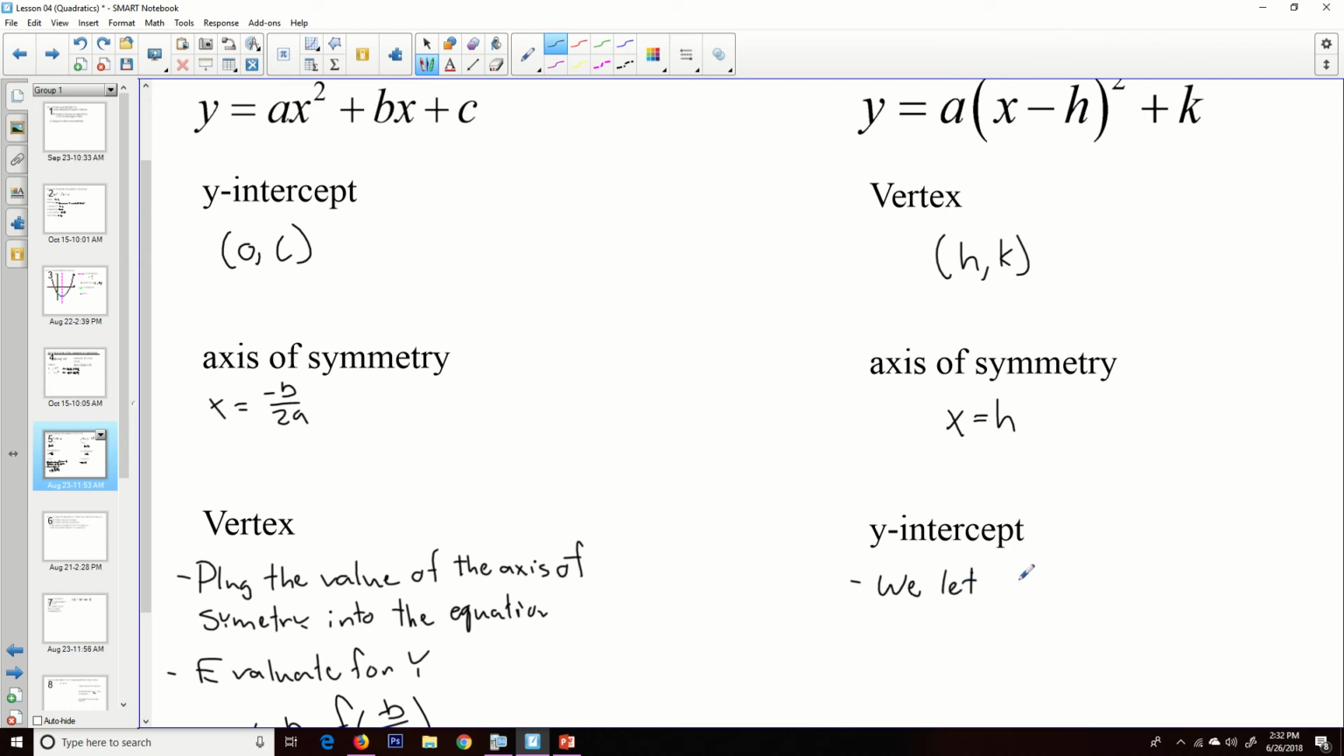And then to find the y-intercept, we let x equal 0 and evaluate for y. Now, in this particular instance, it's exactly the same thing that we did here. It's just that because these two terms will always be 0 for the y-intercept, we just make a shortcut and say it's c. Whereas this one, we'll actually have to plug in 0 and do some calculations, especially if there's a minus h there.